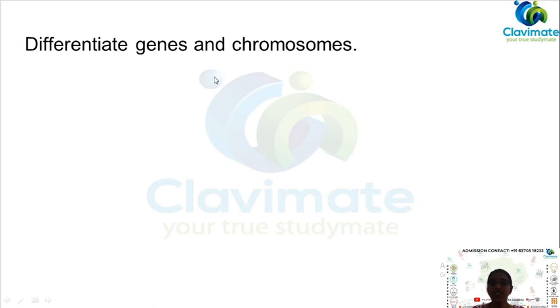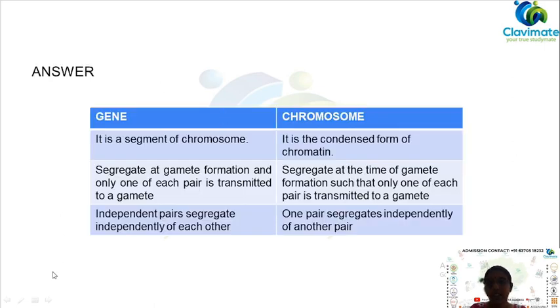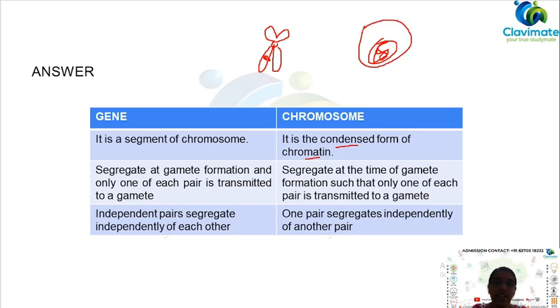Next question is to differentiate genes and chromosomes. Here we have genes. A gene is a segment of a chromosome. So we have a chromosome like this, and a segment of the chromosome is the gene. What is a chromosome? A chromosome is a condensed form of chromatin. So we have the cell, the nucleus, and the chromatin over here. This chromatin will condense to form the chromosome.